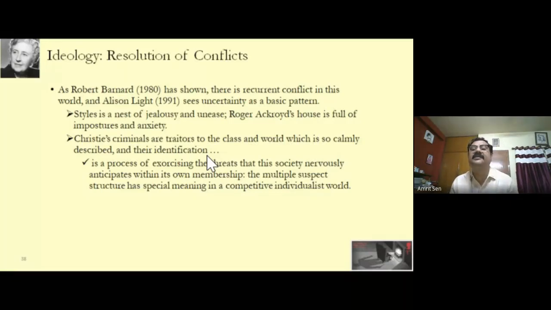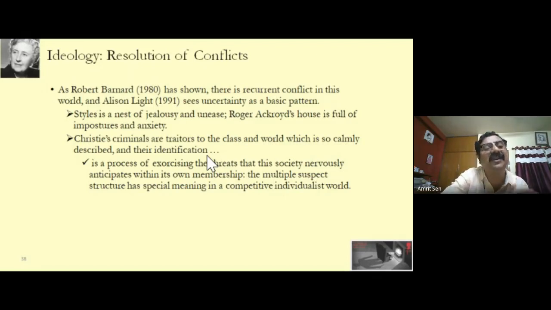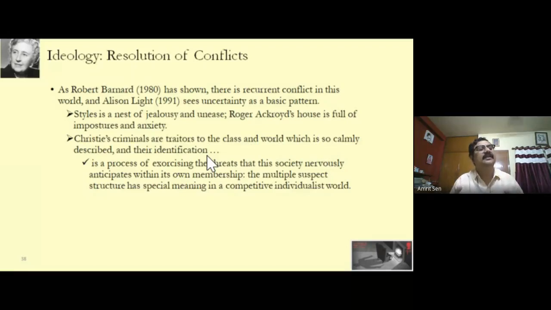Agatha Christie's criminals are traitors to the class and world which is so calmly described, and their identification is a process. This is very important. Why must the criminal be found out and exorcised? Exorcised means their ghost must be driven out. Why must they be arrested? Because it is a process also of exorcising the threats that this society nervously anticipates within its own membership, right? That is, society is controlling itself. That is what the law and the penal force has on us, right? Why do we obey the law?